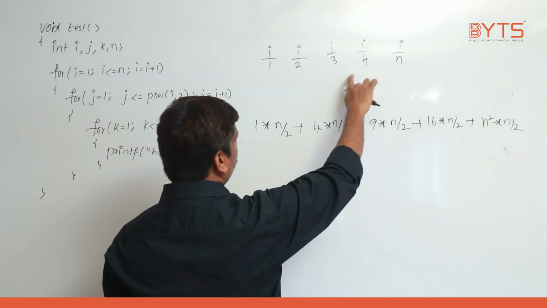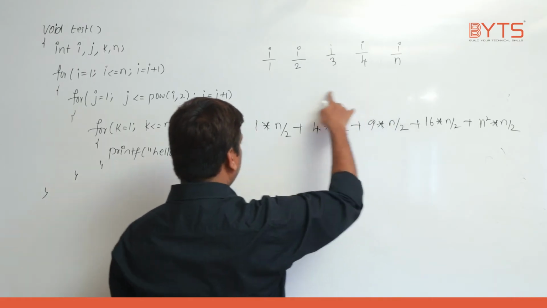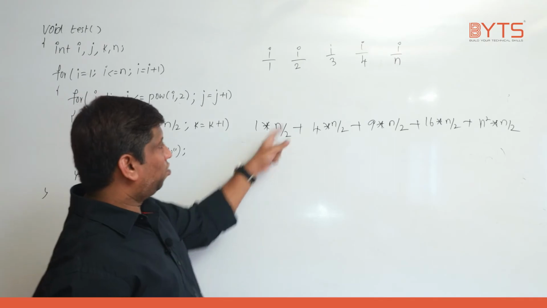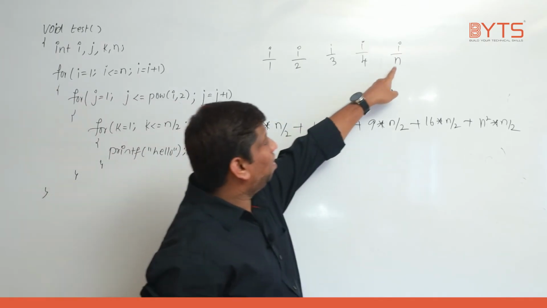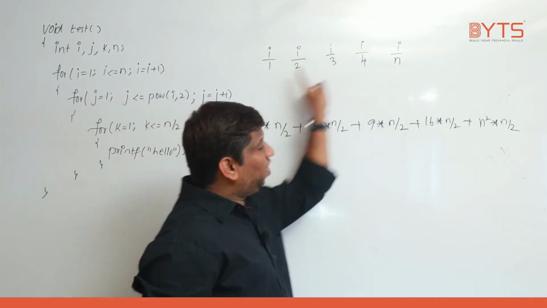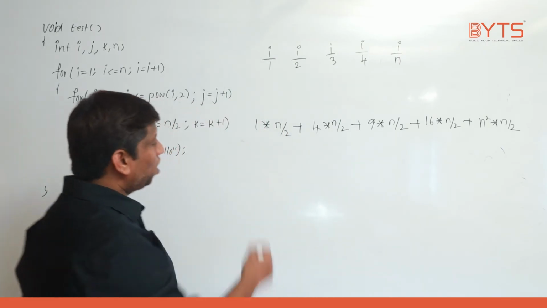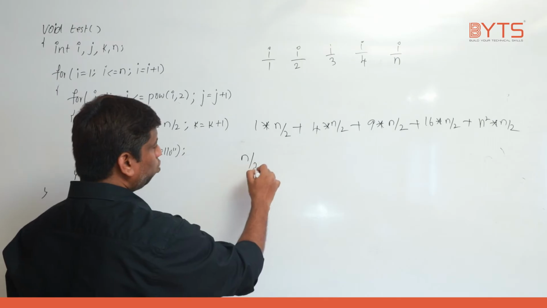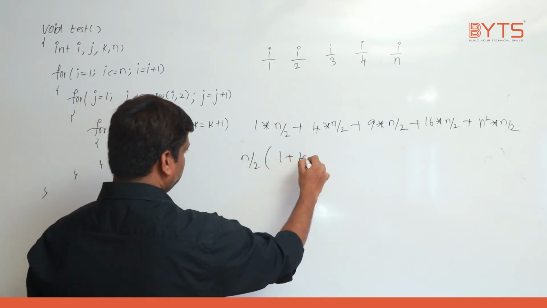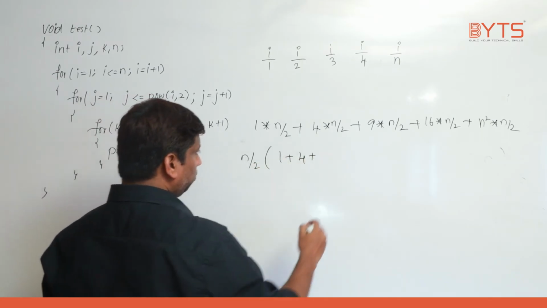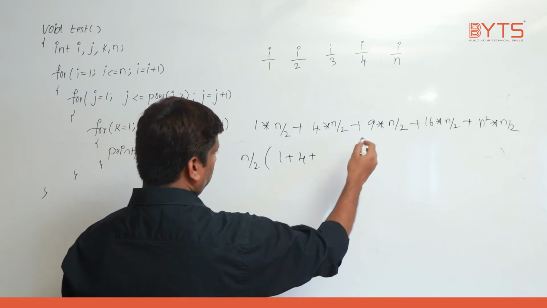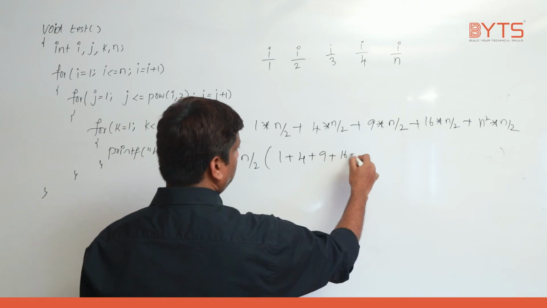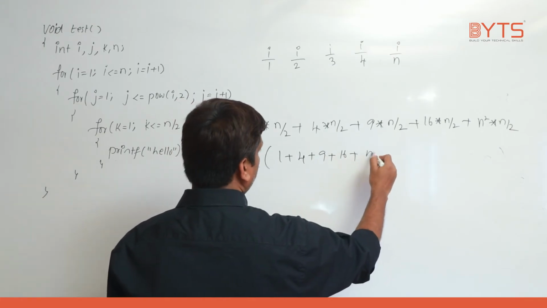Now I am talking about the outer loop. The outer loop is repeated 1 to n. That many times this entire loop is repeated, right? When I is 1, this many times. When I is 2, this many times. When I is n, from 1 to n, every iteration I need to consider. So what is the value of this? Have you noticed the common term? N by 2 of 1 plus 4 plus 9 plus 16 plus n square.